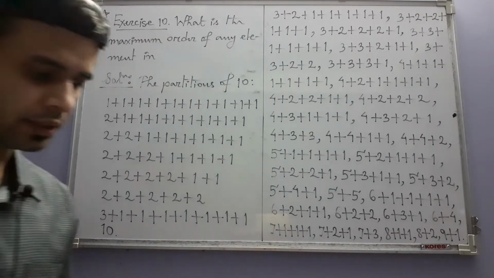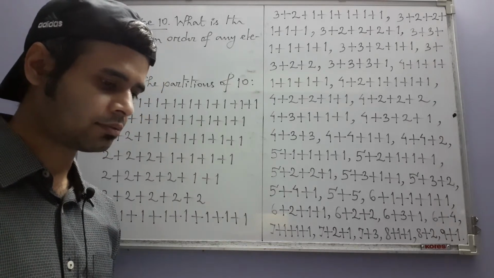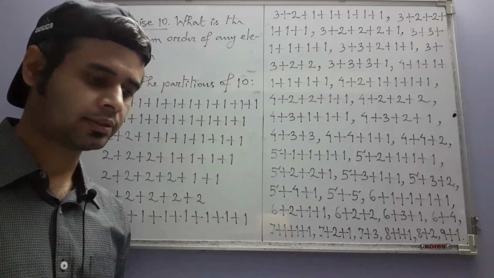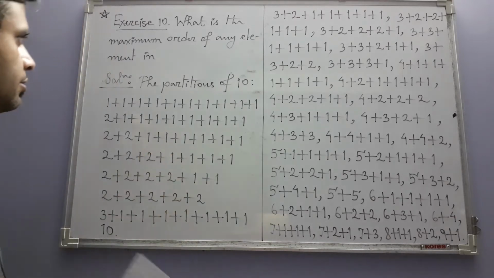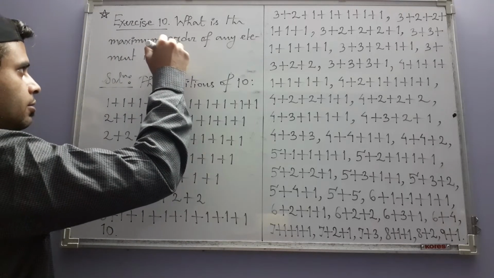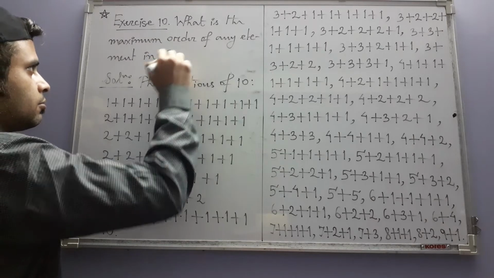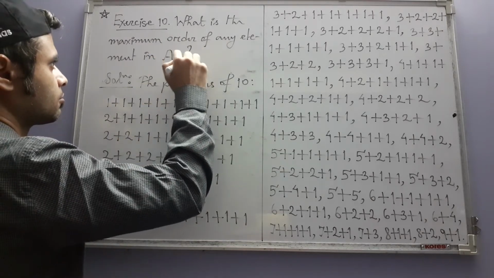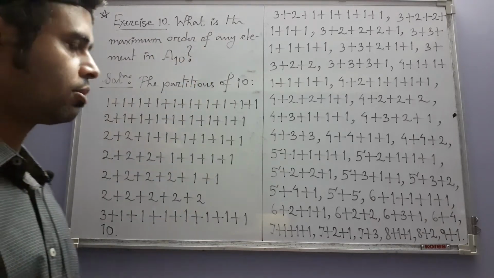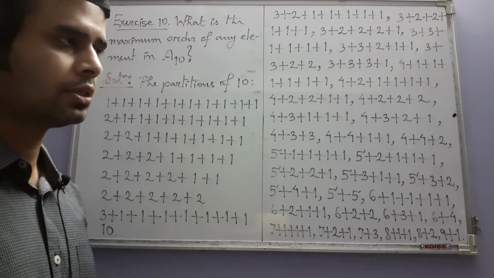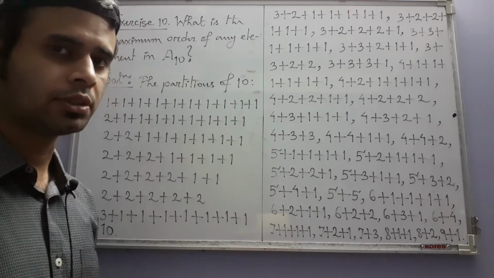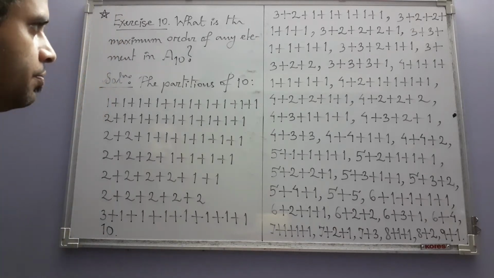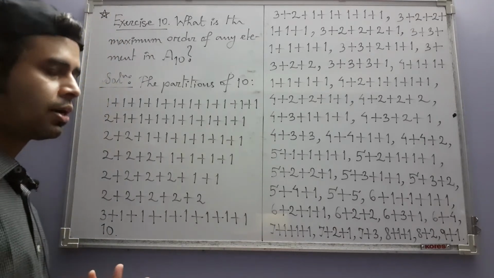So the next one is exercise 10, where we have to find the maximum order of any element in A10. Oh, I forgot to write A10. The alternating group of degree 10, which we already know consists of all the even permutations on 10 symbols. And by now we know how to proceed.